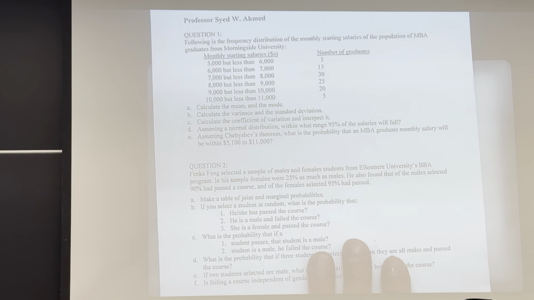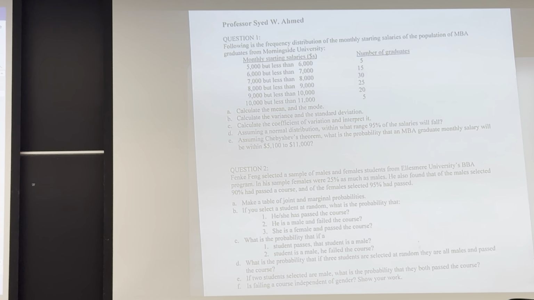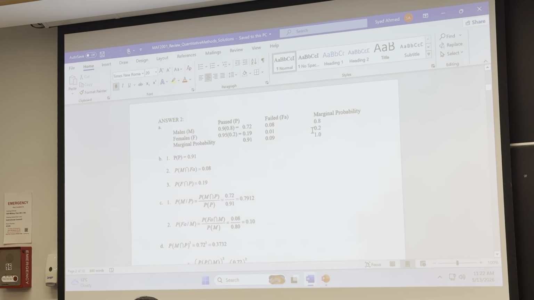Now, when you look at the solution, you just answered me that 80% of the total students are males and 20% are females. Also, the question says he found that of the males selected, 90% had passed a course. Of this 80%, 90% had passed the course.